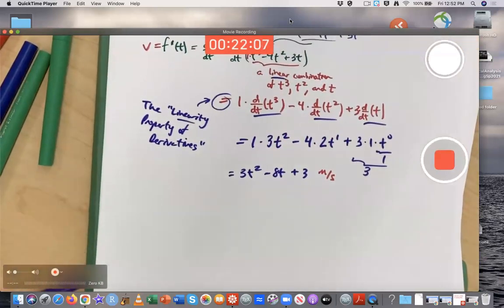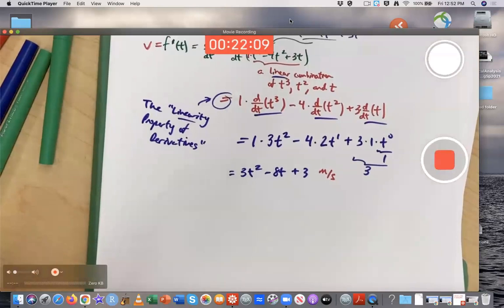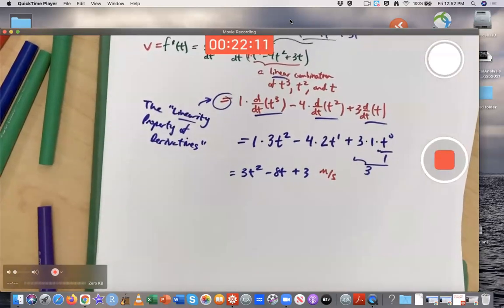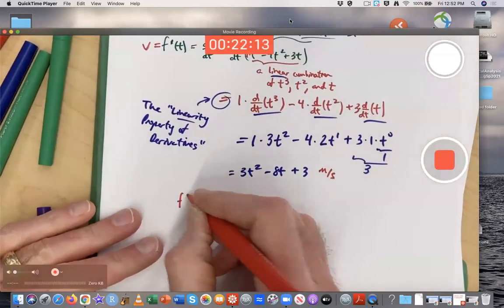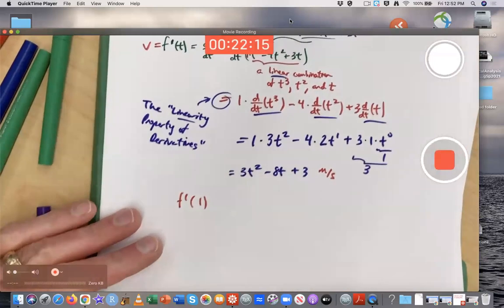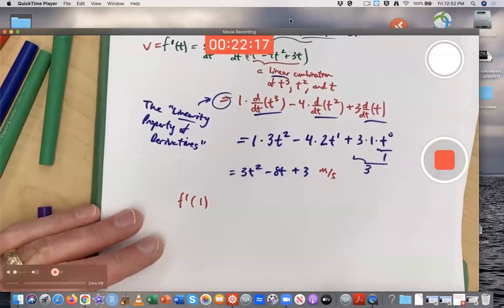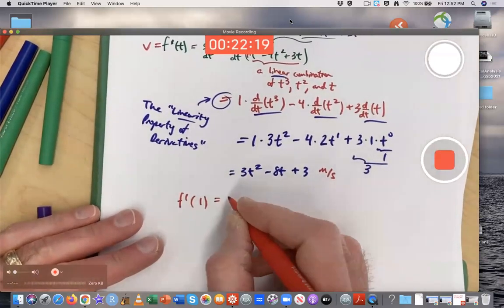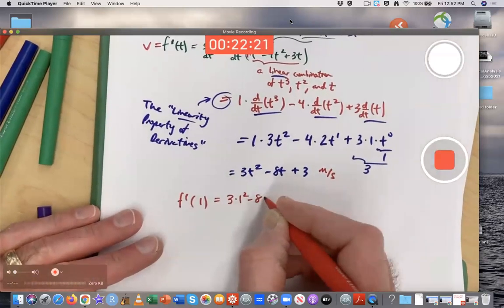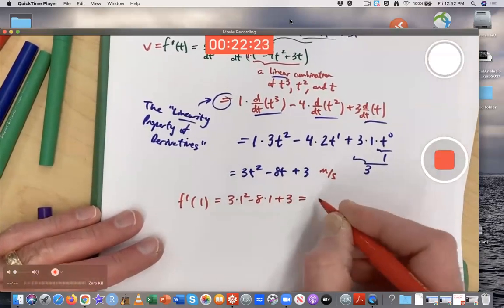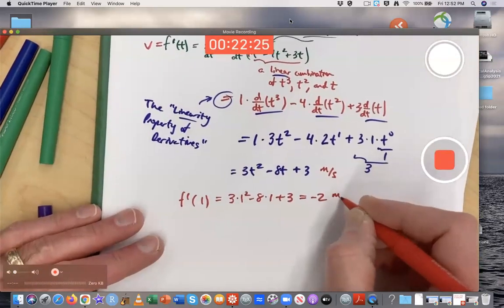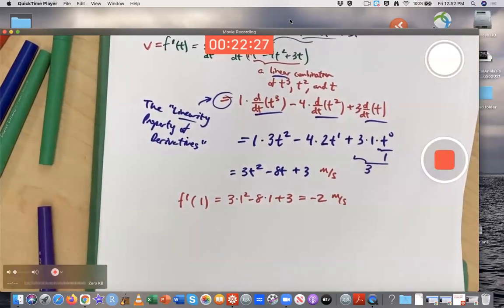What is f prime of 1? Just plug it in. 3 times 1 squared minus 8 times 1 plus 3 gives you -2 meters per second. Yes, it is -2. What does that mean? It means your velocity is negative, which means you're traveling in the negative direction, whichever direction is negative.